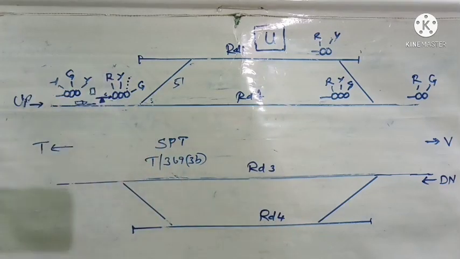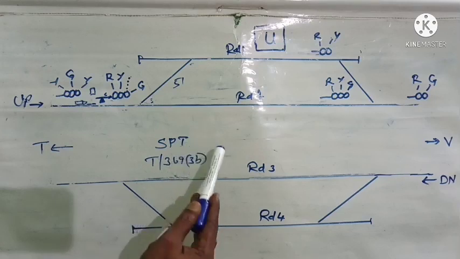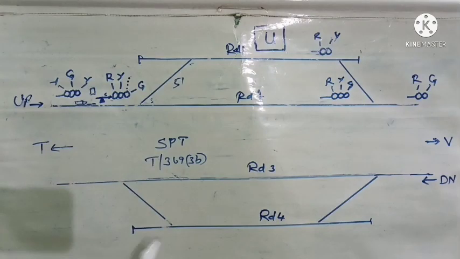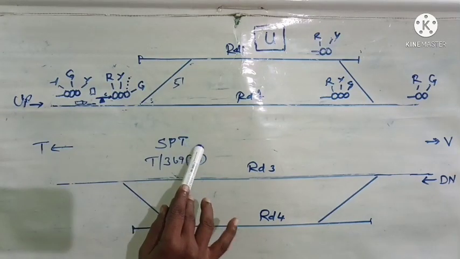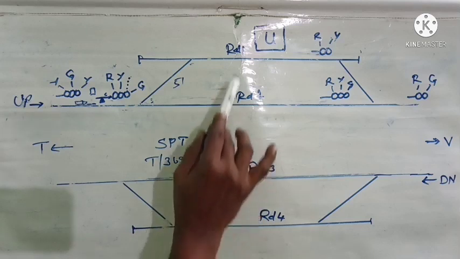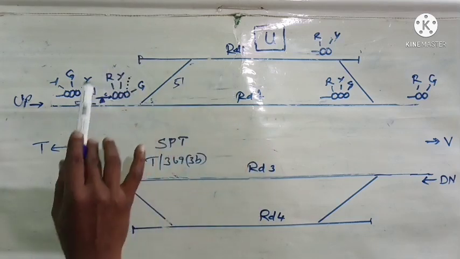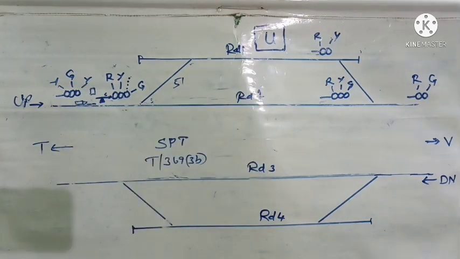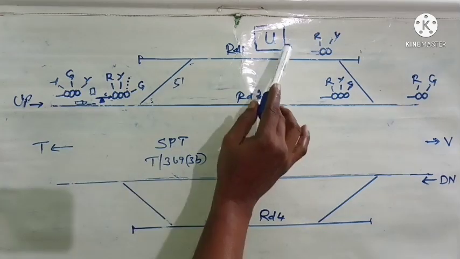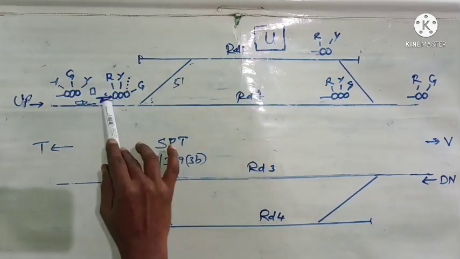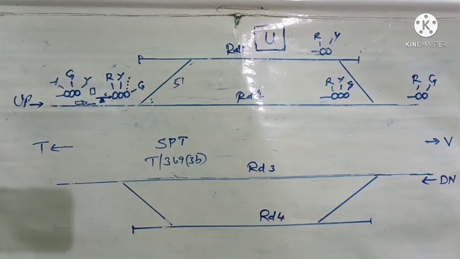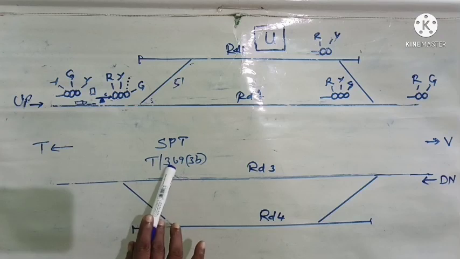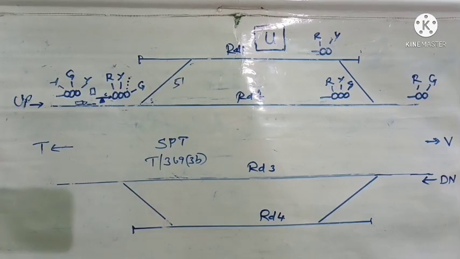Suppose both these facilities are available, a train can be received either on SPT or on T bar 369 3B. Which is the easy way to receive the train? Normally SPT is the easy way, because for T bar 369 3B, a railway staff has to go to the home signal and hand over the memo, and only then the train will come. Whereas in the case of SPT, it is easy to contact the loco pilot through SPT from the station itself. So reception on SPT is easier than receiving the train on T bar 369 3B.